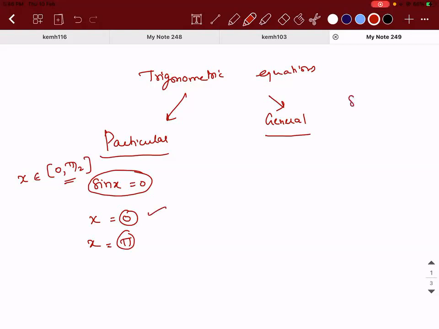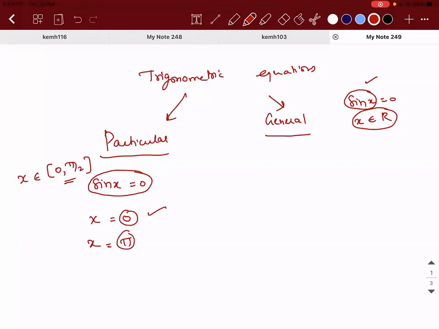But generally, when I say sin x is equal to 0, what is the domain of x? I'm not asking the solution. You're getting confused between both. When I say sin x is equal to 0, if I don't give you any restriction, in general, what is the domain of sin x? You know the domain of sin x is x belongs to R. That is, you can substitute any real number. You know this fact or not? Yes, sir. Right. So that is what I asked.